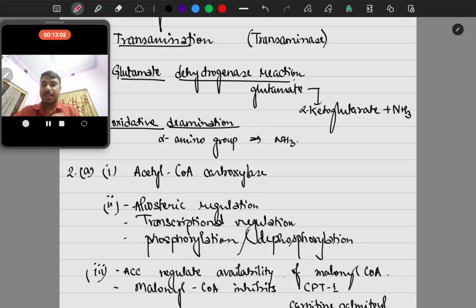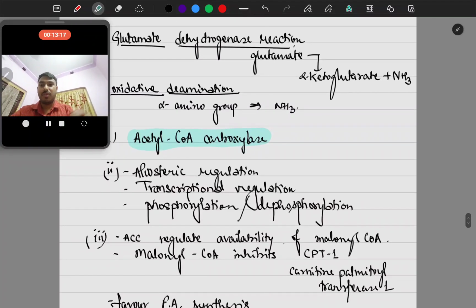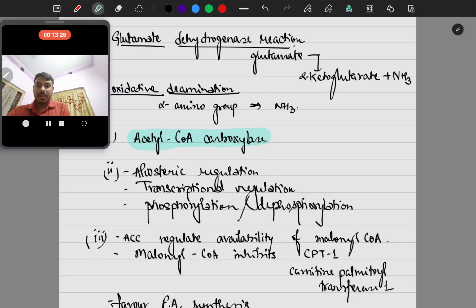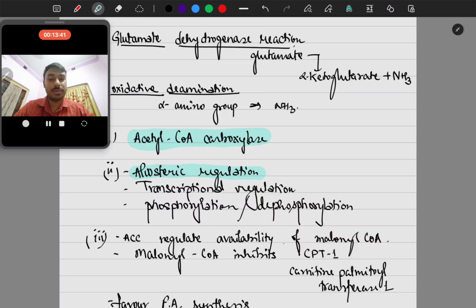First one, the rate limiting enzyme is acetyl CoA carboxylase. Okay, this is the main rate limiting enzyme. Now the regulation of the enzyme or the whole process can be done mainly by three processes. One is allosteric regulation, one is transcriptional regulation. First is allosteric regulation. As the name suggests, allosteric means a different site of the enzyme is attacked, and there will be regulation of whether the enzyme production will be more or less. Transcriptional regulation.